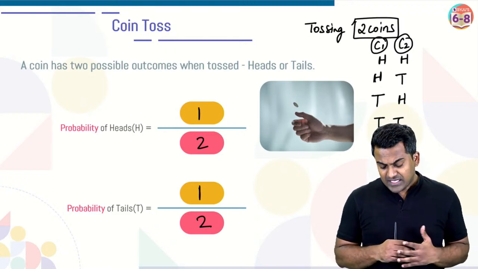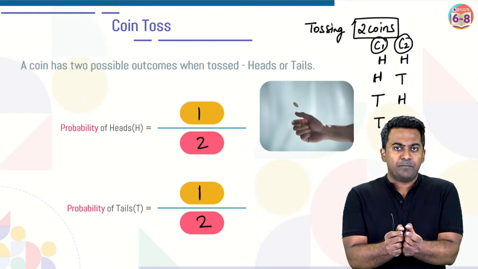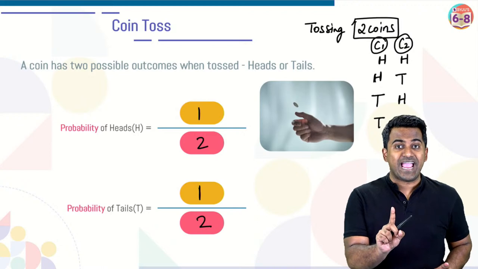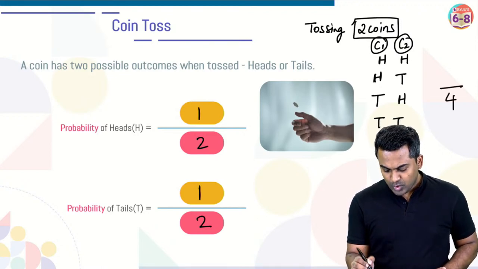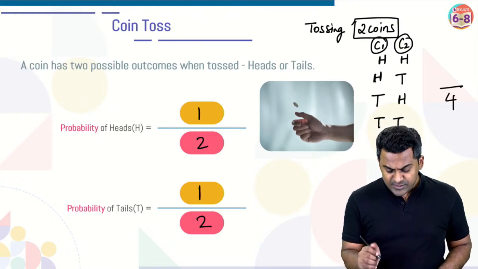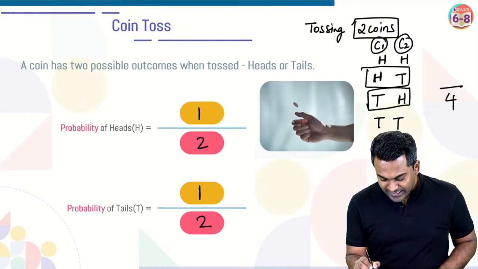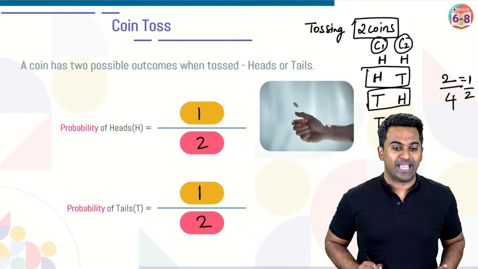Right? Now if I ask you, if I'm tossing 2 coins together at the same time, what is the chance that I get only one head? Only one head. So total chances are how many? Total chances are 4. In these 4 chances, one head is possible where? It is here and it is here. Right? So 2 by 4. And I get 1 by 2 again.